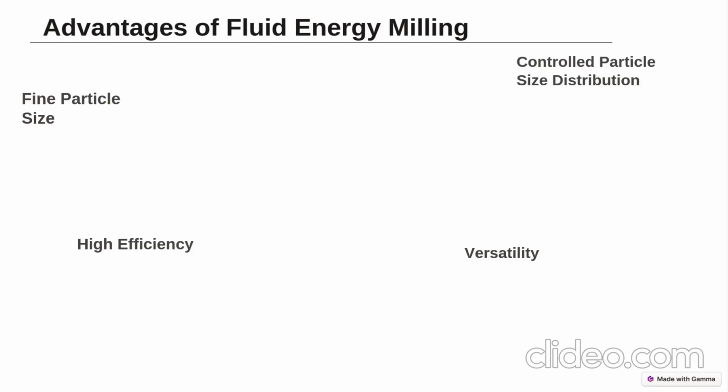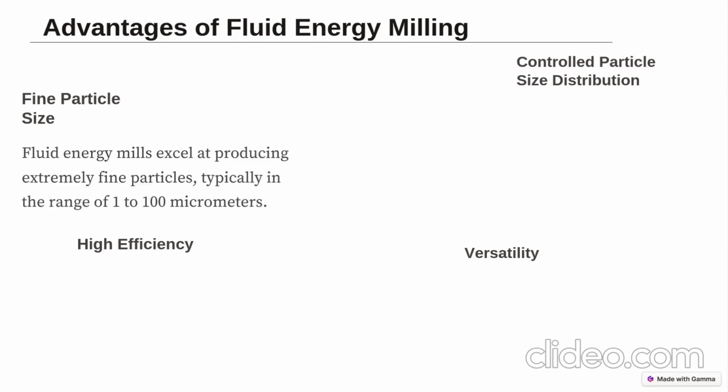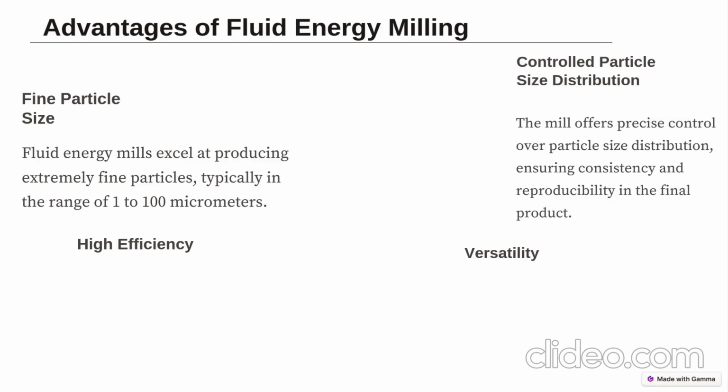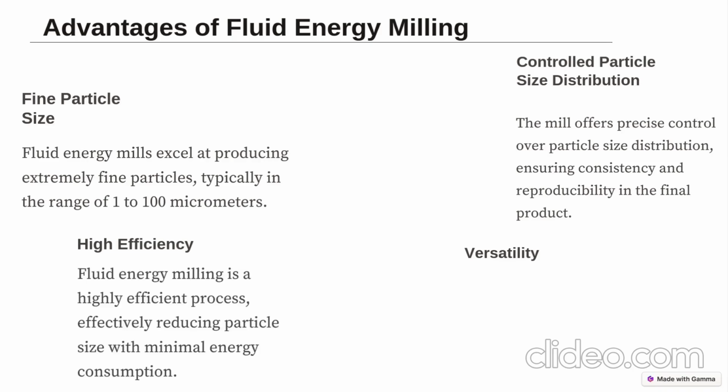Advantages of fluid energy mill. There are various advantages of fluid energy mill. Some are discussed here. First one is fine particle size. Fluid energy mill can produce very fine particle size, up to a range of 1 to 100 micrometers. The next one is controlled particle size distribution. The mill offers precise control over the particle size distribution, ensuring consistency and reproducibility in the final product. The next one is high efficiency. Fluid energy mill is a highly efficient process, effectively reducing the particle size with minimal consumption of energy. Means it will consume very little energy to reduce the particle size.